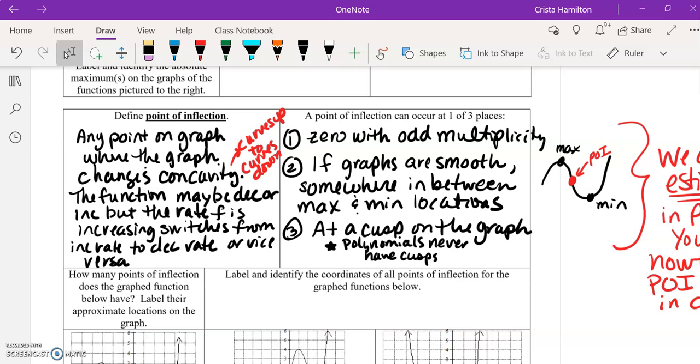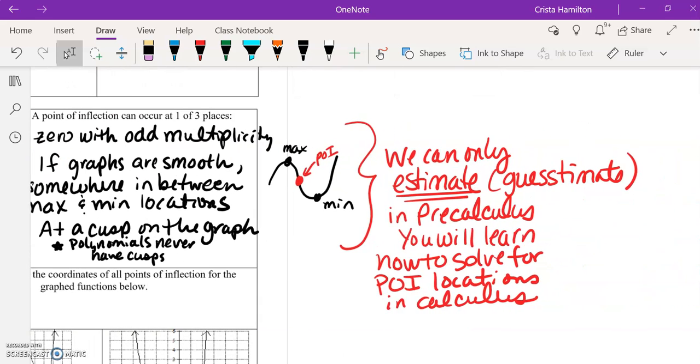Obviously, a zero with odd multiplicity, which is how we knew we had odd multiplicity. And if graphs are smooth, with no jagged edges, no discontinuities, anything like that, typically you're going to have a point of inflection somewhere in between a max and a min. I put over here on the side that this point of inflection, which I highlighted right there, is somewhere in between the max and the min. In pre-calculus, we can only estimate or guesstimate where they are. We actually need calculus in order to determine the location of a point of inflection.